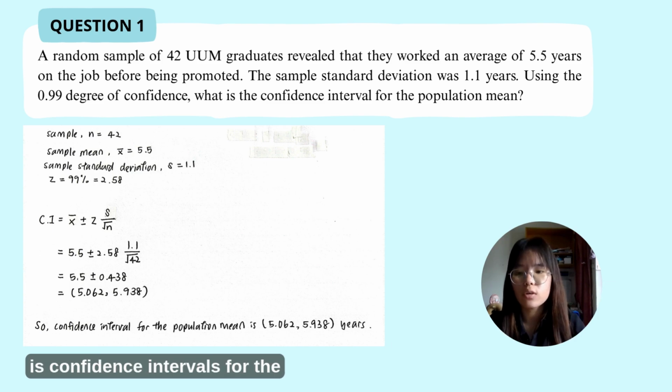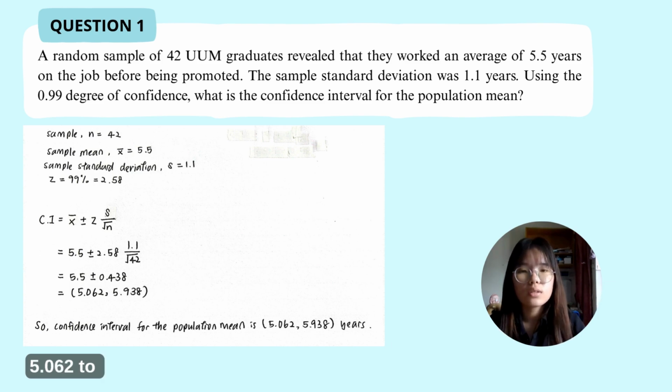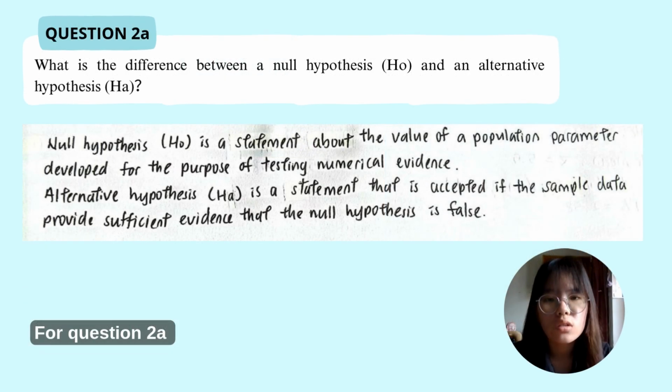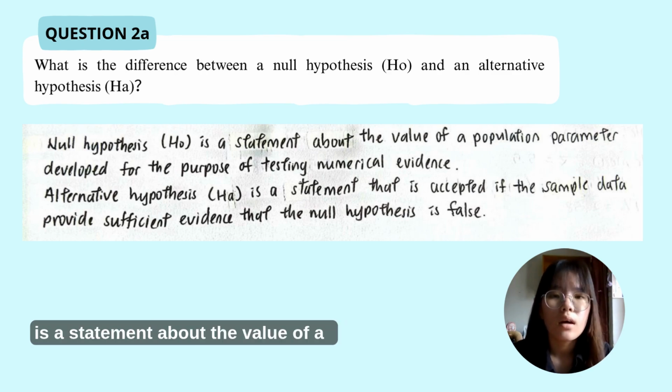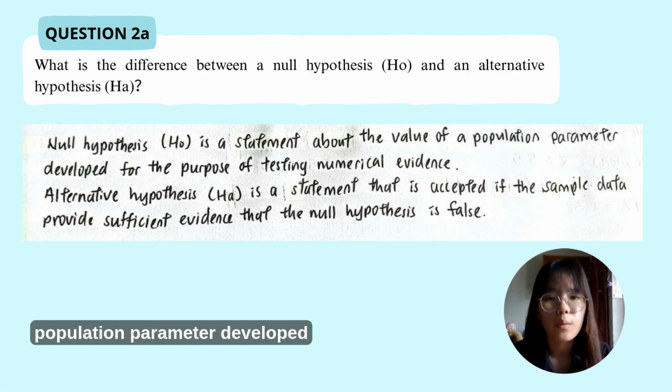which is the confidence interval for the population mean, between 5.062 to 5.938 years.